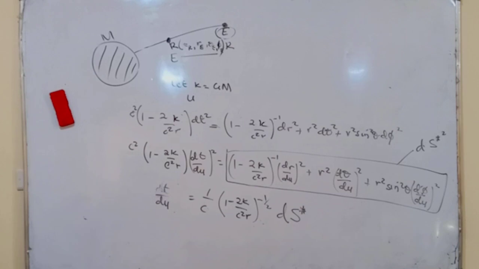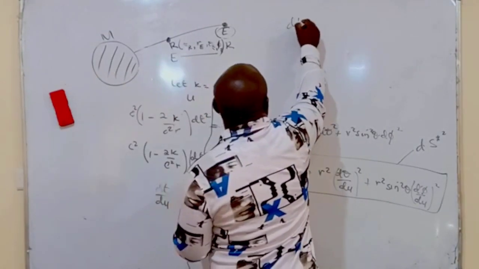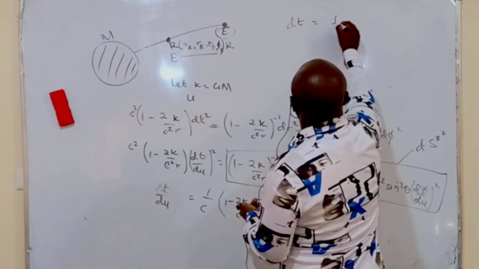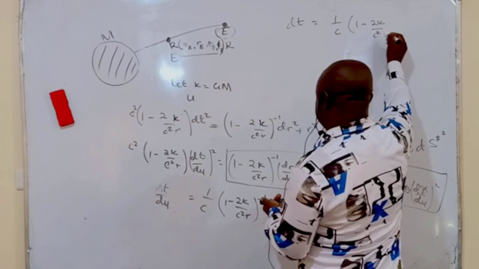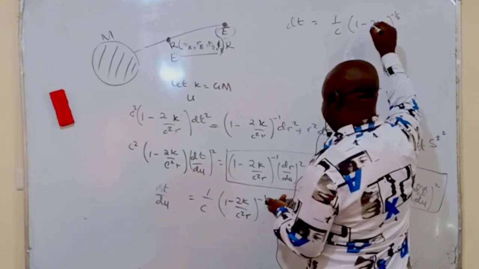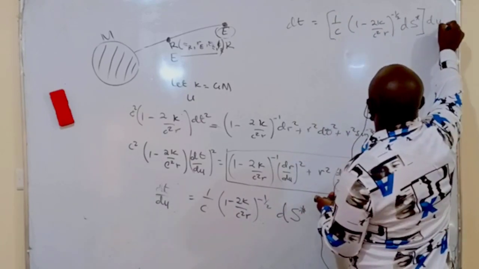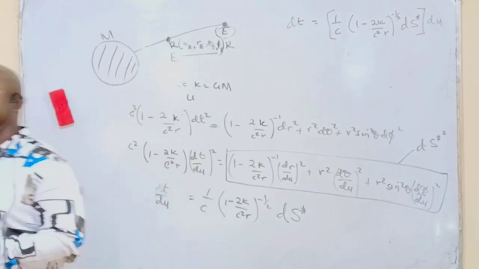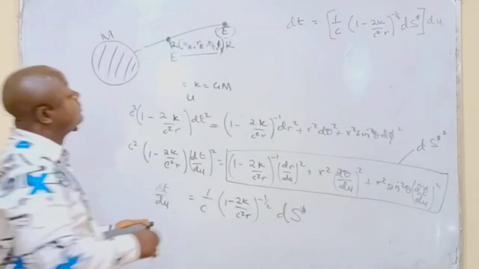So my dt will be 1 over c into (1 minus 2k over c squared r) to the power minus a half, ds star, all of that du. Are we together?